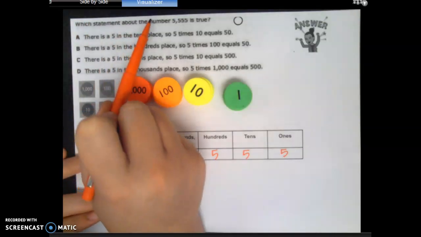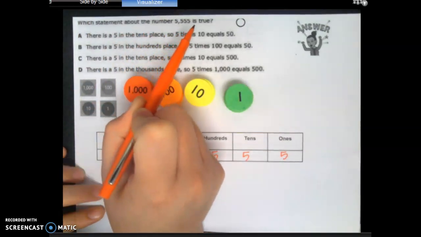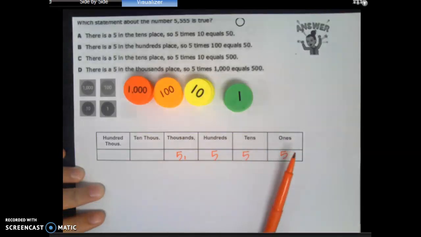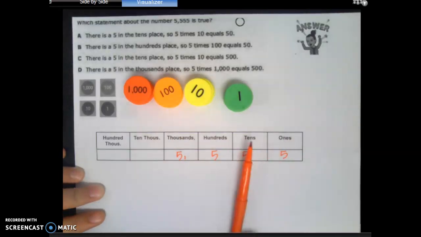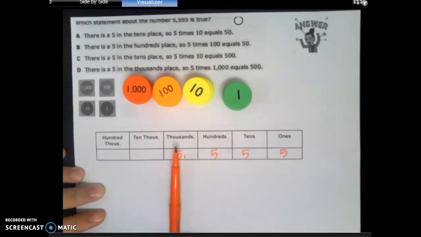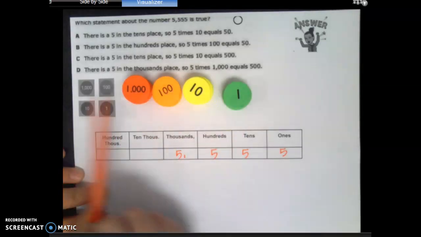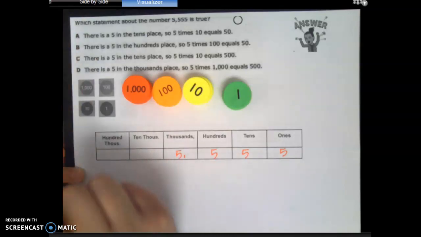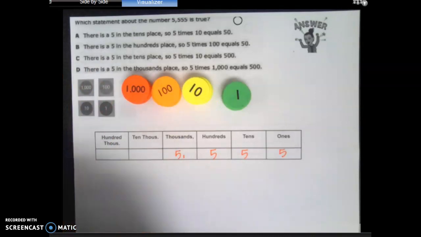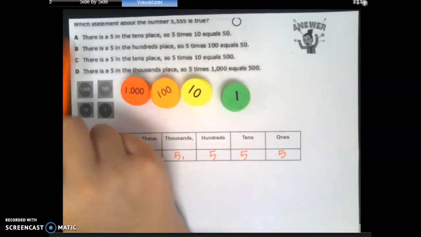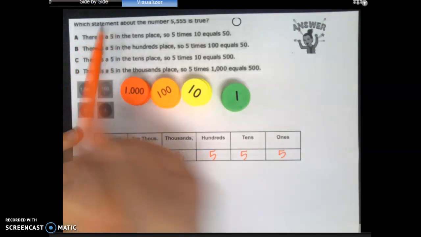Which statement about the number 5,555 is true? Well, I've already plugged my number into my place value chart, and I only have 4 digits, so I counted 1, 2, 3, 4. And this is where I started plugging my number in, 5,555. You have these place value discs. If you wanted to create your number, you could move them on your Chromebook, and you would need 5 1,000s, 5 100s, 5 10s, and 5 1s. So there is a 5 in the tens place.